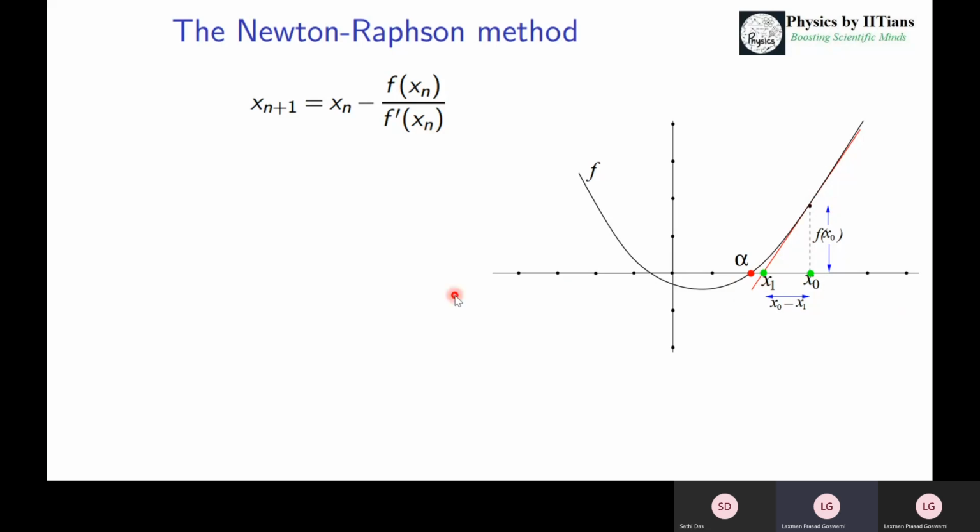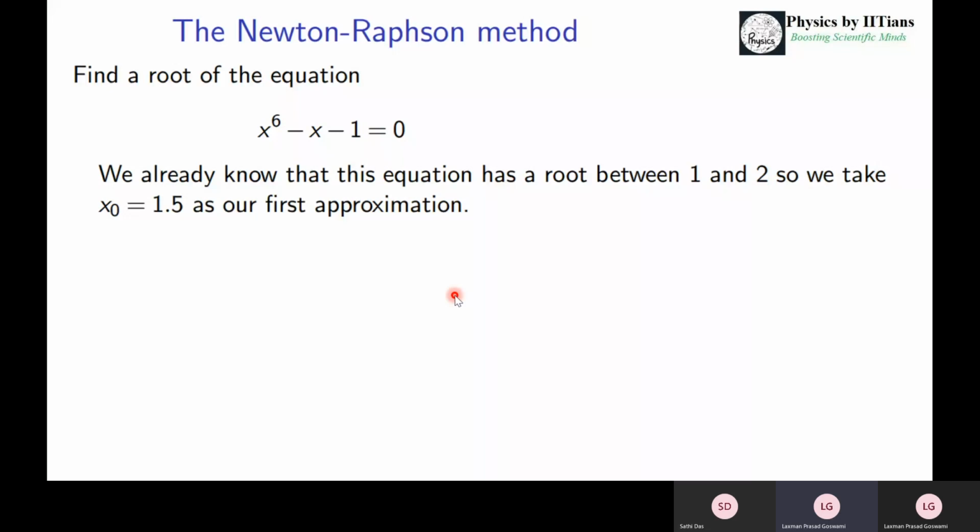Let's discuss this with an example. Suppose we want to find the roots of the equation x to the power 6 minus x minus 1 equals 0. It is already known that the root will lie between 1 and 2. How do we know that? We can know this by the bisection method. Put x equal to 0 in this equation and we will have a negative value. If we put x equal to 1, we have a negative value, and if we put x equal to 2, we have a positive value. So the sign of the function changes between 1 and 2, so we will have a root between 1 and 2.